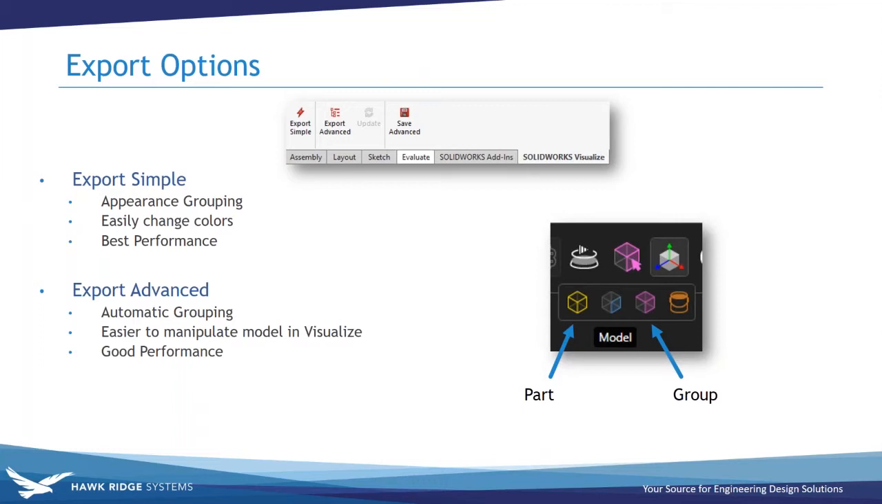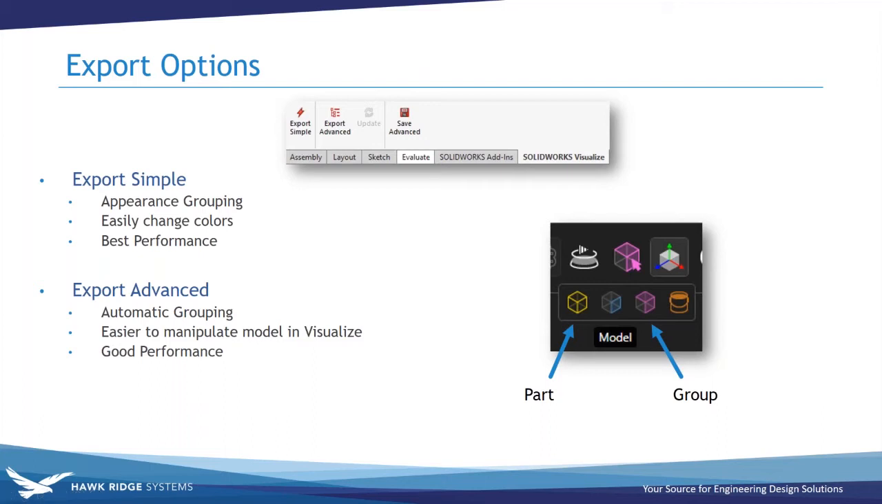Basically what the Export Simple function does is it groups everything by appearances. What that means is it's very easy to change colors. If I have an assembly where a bunch of components are red, and I drag a new color onto it inside Visualize, all those red parts will change to green, for instance. It also results in the lowest part count inside Visualize, the lowest amount of individual things being resolved. So it tends to have the best performance.